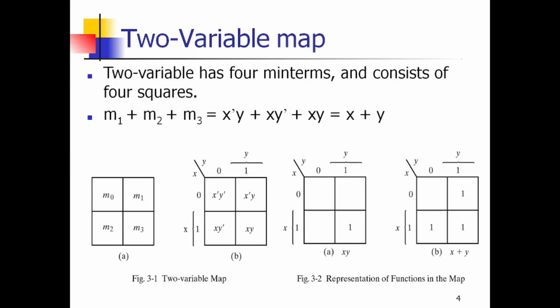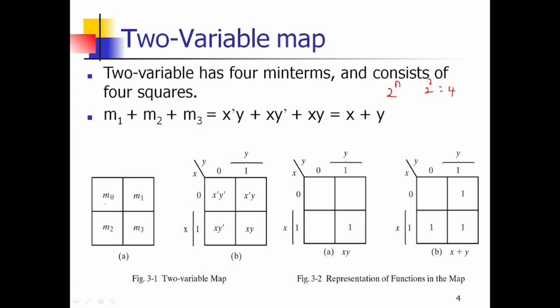First is the 2 variable K-map. The 2 variable K-map has 4 minterms and consists of 4 squares. How do we get this? By the formula 2 power n, where n is the number of variables. Here the number of variables is 2, so 2 power 2 is 4. So this 2 variable K-map consists of 4 cells, and the 4 cells represent 4 minterms.